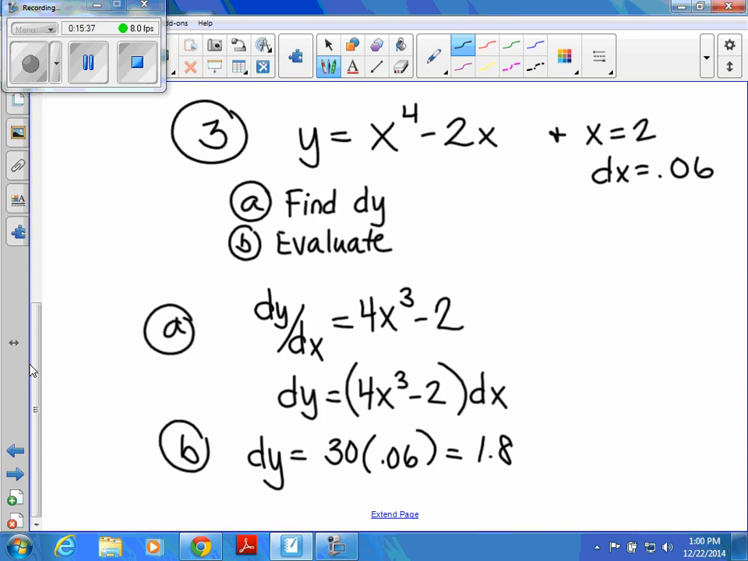You do not have to do the quick review. You only have to do linearization and find dy. That's it. Linearization and find dy.